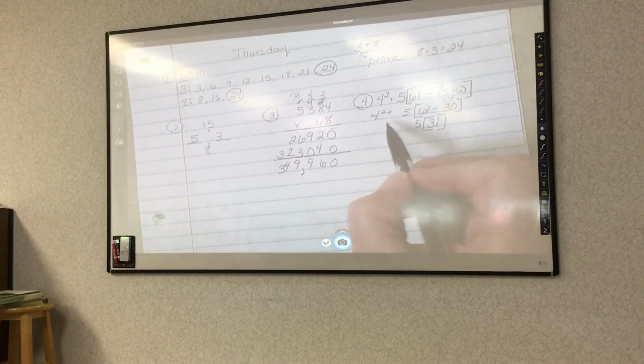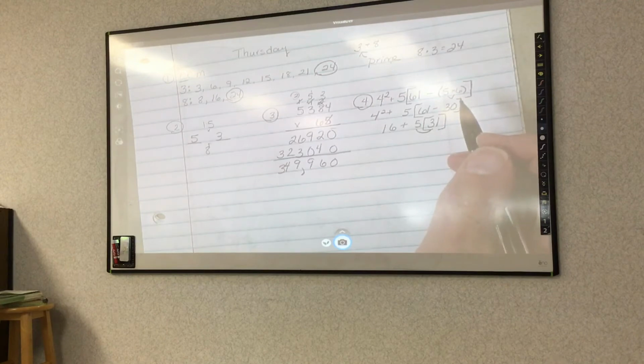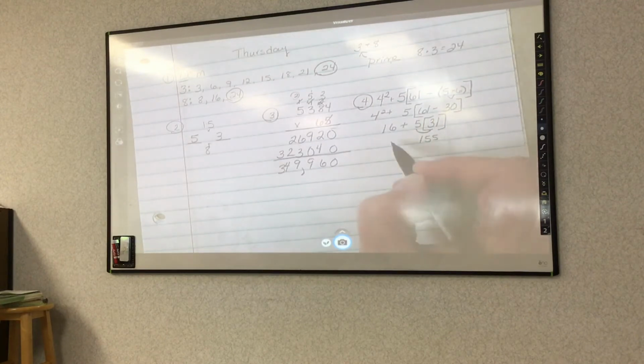What's 4 squared? 16. So bring down 16 plus, then I do 5 times 31, and you get 155. If you don't know it, you do it off to the side. And then I do 16 plus 155, which is 171.